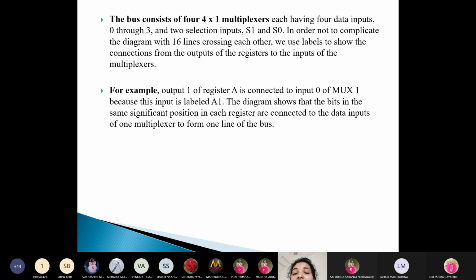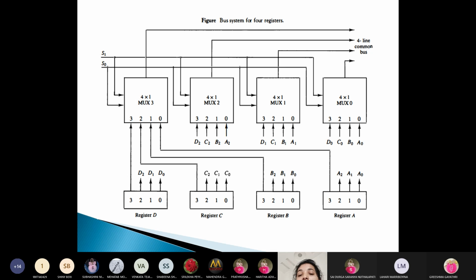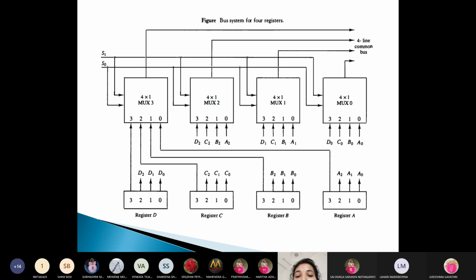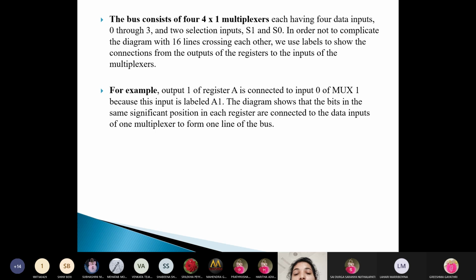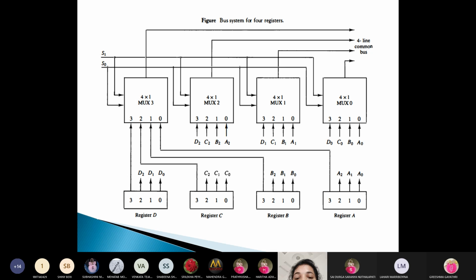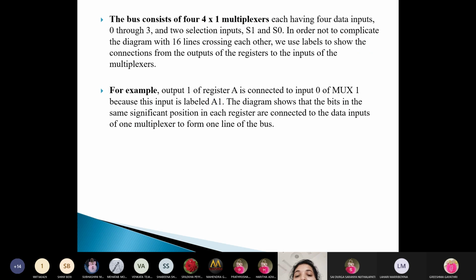The bus consists of 4-into-1 multiplexers. So this is the 4-into-1 multiplexer. These multiplexers are connected in the bus, having the 4 data units, D0 to D3. Through 0 through 3, we have 4 data inputs, and 2 selection inputs. So these are the 2 selection inputs, S1 and S0.